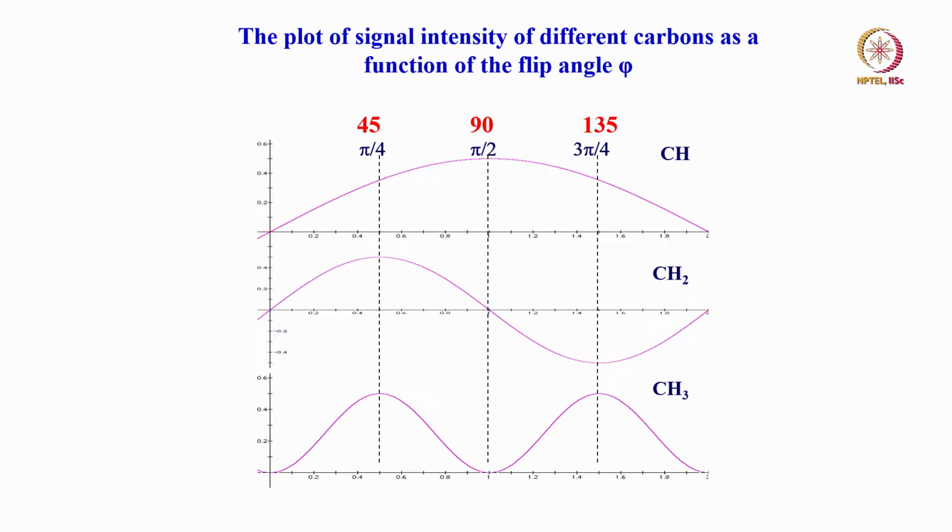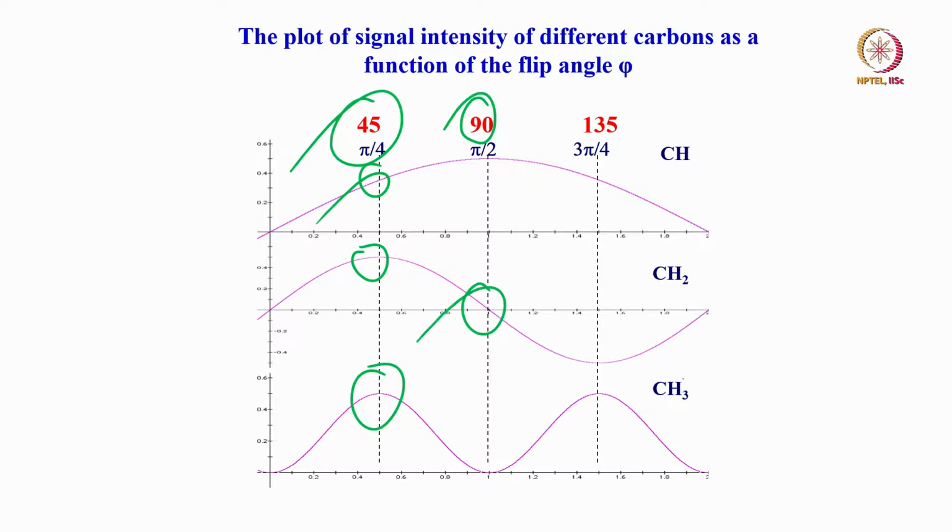distortionless enhancement by polarization transfer. Again you can see here, when you do the last pulse at 45 degrees, it is called DEPT 45. You can see that what you observe is positive, positive, positive. When you do DEPT 90, especially the CH2 is 0, CH3 is 0 and CH is positive. When you go to DEPT 135, then CH and CH3 are positive and CH2 is negative. So, now you can use different types of DEPT experiment.